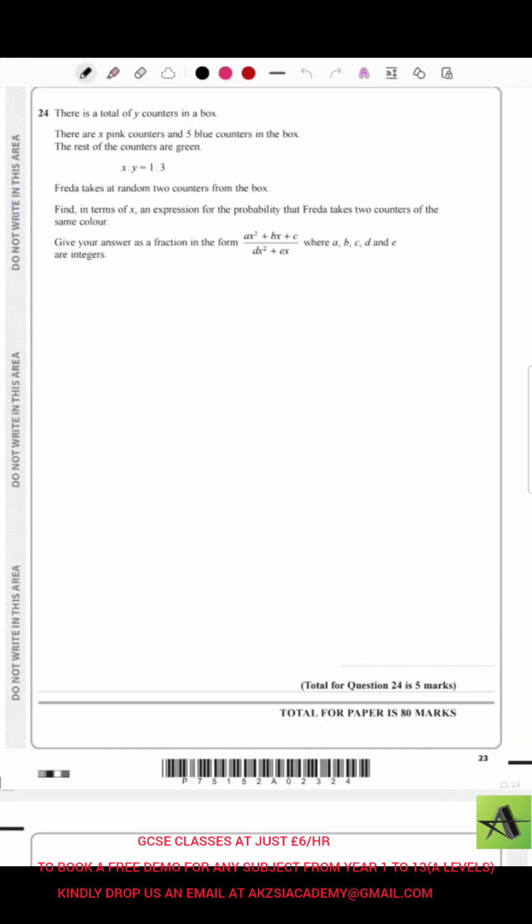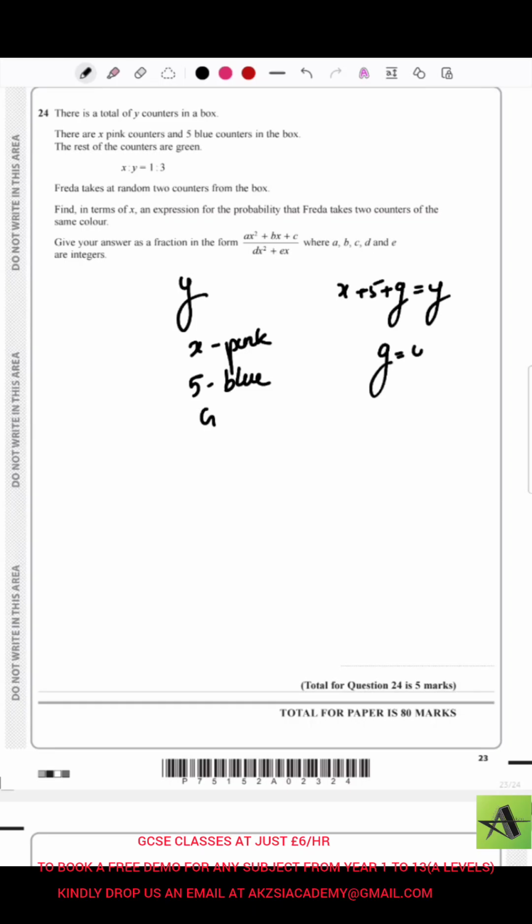So we know that in a box there are y counters in total, and out of them x are pink, 5 are blue, and the rest of them are definitely y minus x minus 5. Why? Because let's say green be g. So x plus 5 plus g is equal to y. So from here I get that g is y minus x minus 5. That is, the number of green counters is y minus x minus 5.